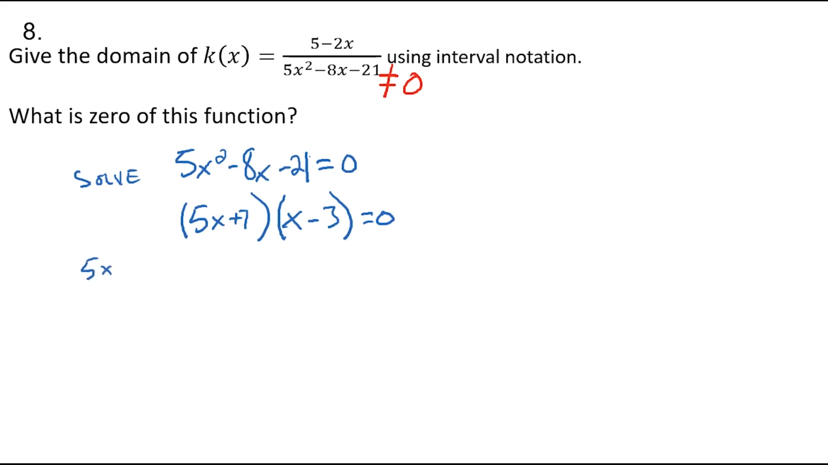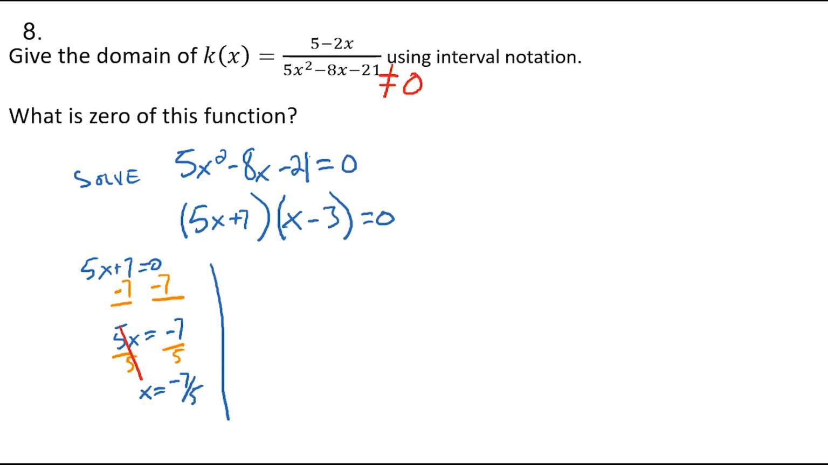So we have 5x plus 7 equal to 0. Then we'll subtract 7 from both sides. We'll end up with 5x equal to negative 7. Then we'll divide both sides by 5, and you know that these will cancel out. And then the result will be x is equal to negative 7 over 5.